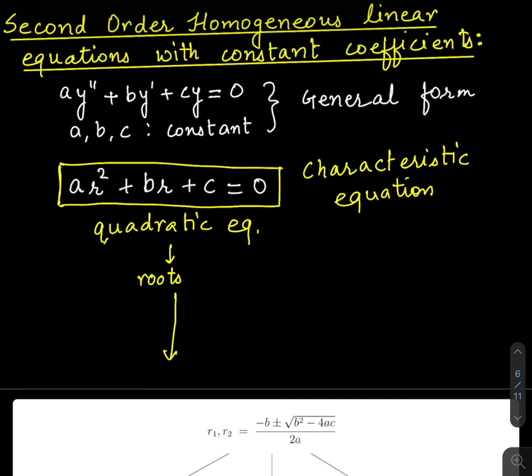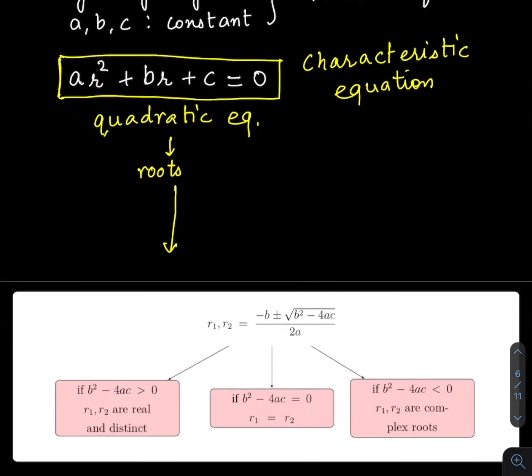Hello and welcome back. In our last video we were talking about second order homogeneous linear equations with constant coefficients. We saw the general form, the characteristic equation, and the two cases we already discussed when the roots of the characteristic equation are real and distinct or the roots are equal. In this video we are going to talk about the case when the roots are complex.